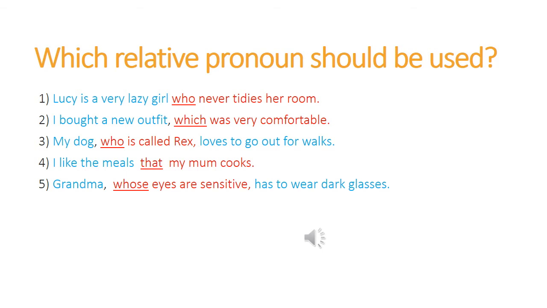Sentence 3. My dog, who is called Rex, loves to go out for walks. The subject is the dog, so I use who. Sentence 4. I like the meals that my mum cooks. That is the relative pronoun. Hopefully, if you put any other relative pronoun, it didn't sound right. And lastly, Grandma, whose eyes are sensitive, has to wear dark glasses. You have to use whose because you're talking about her eyes, which is plural. Who wouldn't sound right there.